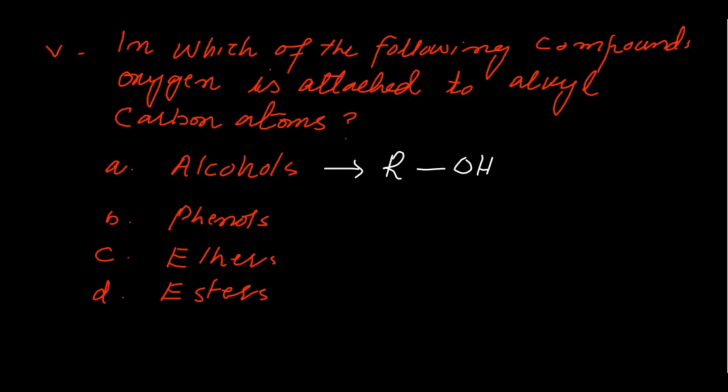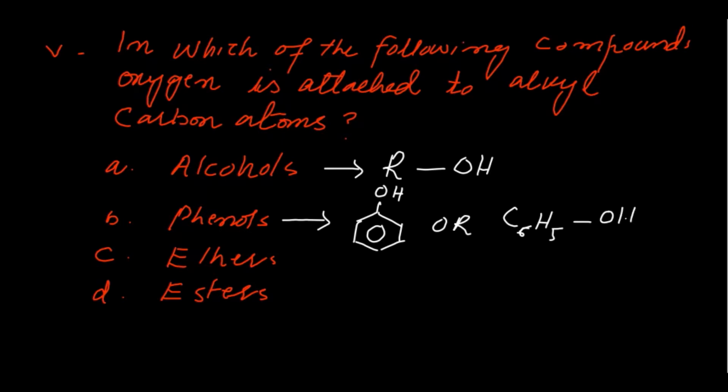Similarly, we will write the formula for phenol. In phenol, we know a hydroxyl group is attached with the benzene ring. This is the benzene ring. If we attach a hydroxyl group with the benzene ring, then the compounds are known as phenols. It can be written like this, or we can also write phenol as C6H5OH. Okay students? Similarly, another compound which is given is ethers.